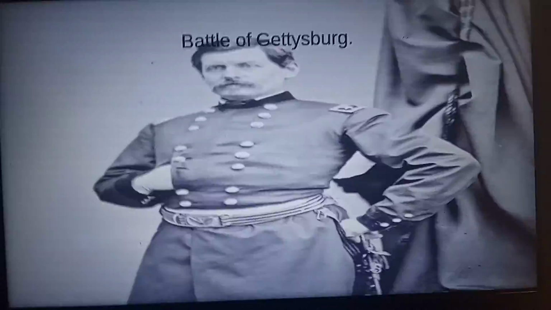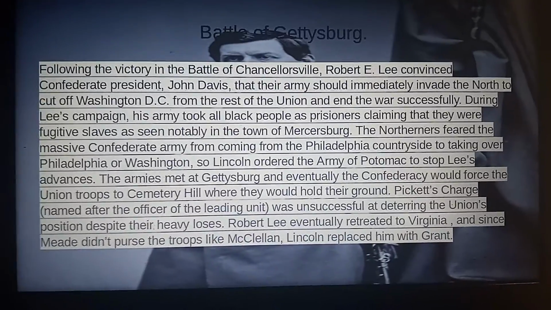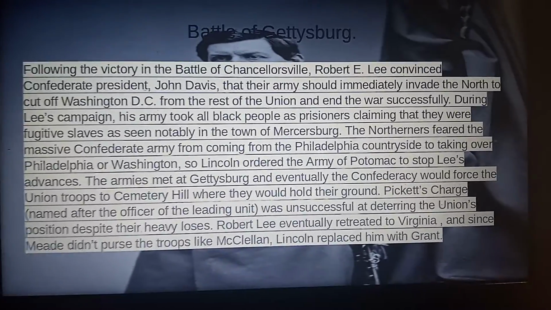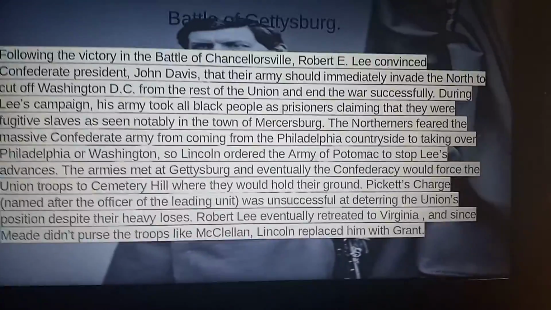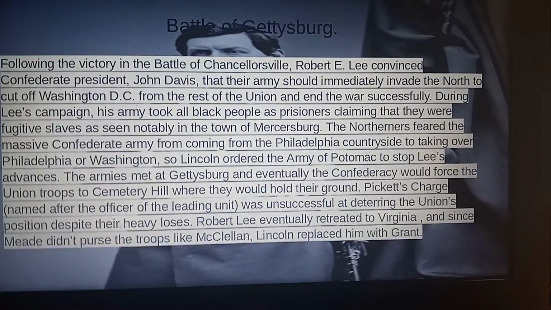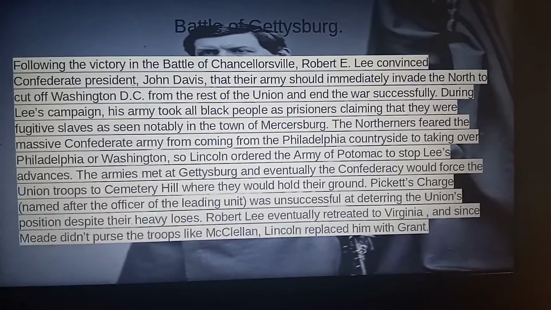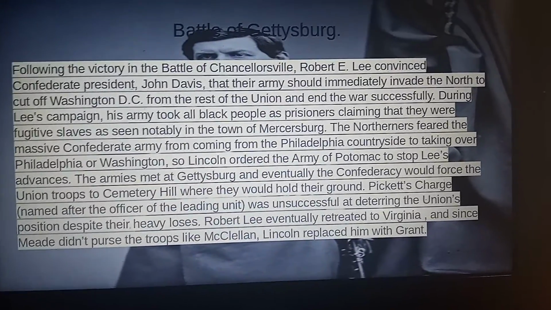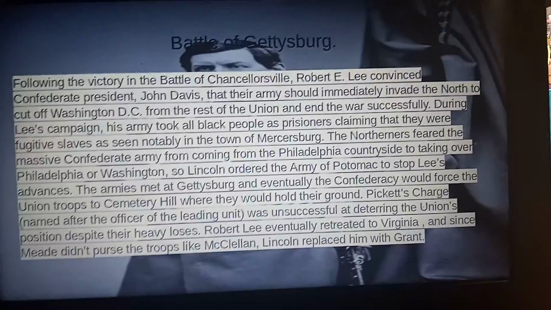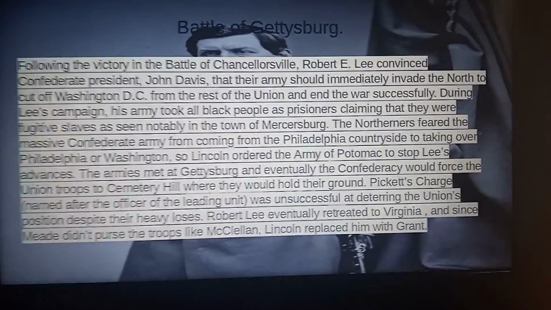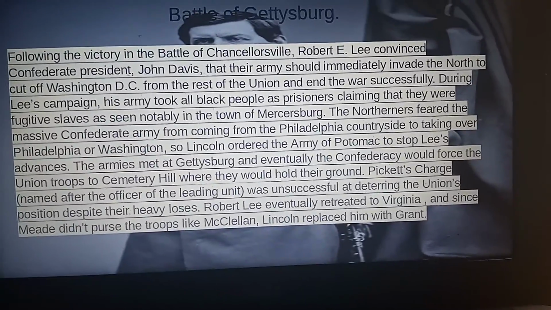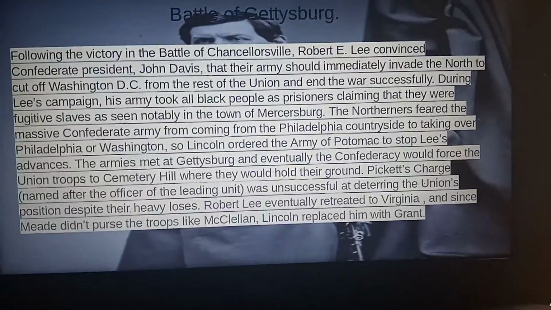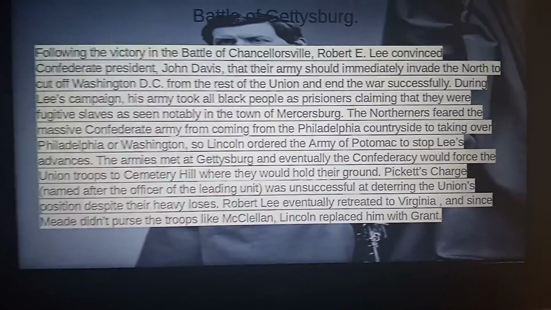It was interesting. The Battle of Gettysburg. Following the victory in the Battle of Chancellorsville, Robert E. Lee convinced Confederate President, that should be Jefferson Davis, that their army should immediately invade the North, cut off Washington, D.C. from the rest of the Union, and end the war successfully. During Lee's campaign, his army took all black people as prisoners, claiming that they were fugitive slaves, as seen notably in the town of Mercersburg. The Northerners feared that the massive Confederate army would take over Philadelphia or Washington, so Lincoln ordered the Army of the Potomac to stop Lee's advances.